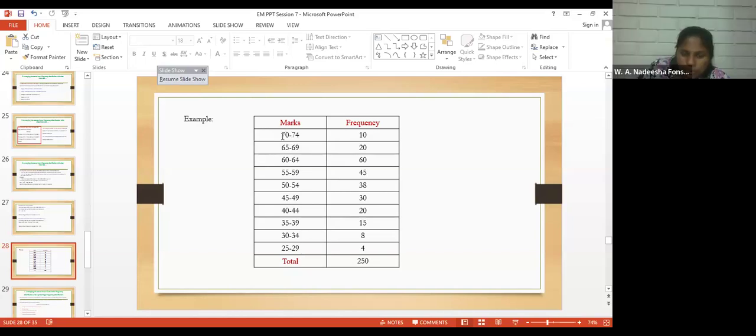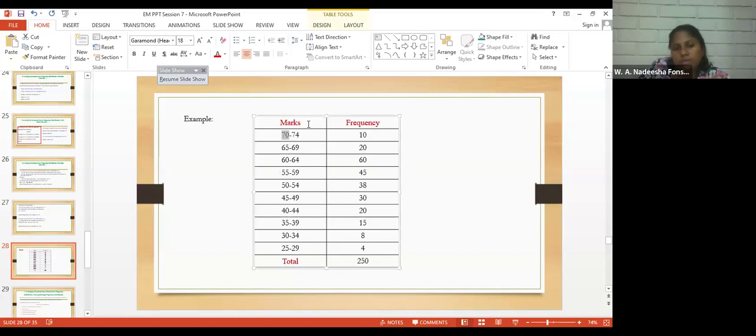See, the upper limit or lower limit is a multiple of the class width. Class width is 5. So 70, 65 are all multiples of 5. So the upper and lower class interval limits are determined according to the given data range. What is the maximum one? What is the minimum one? According to that range, we have to define the class intervals.